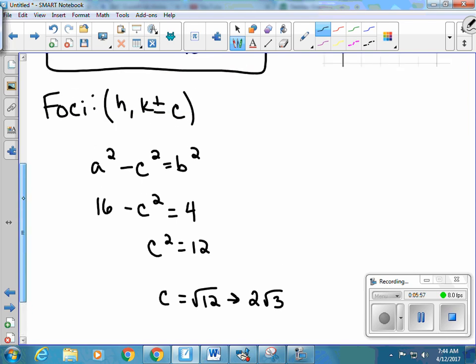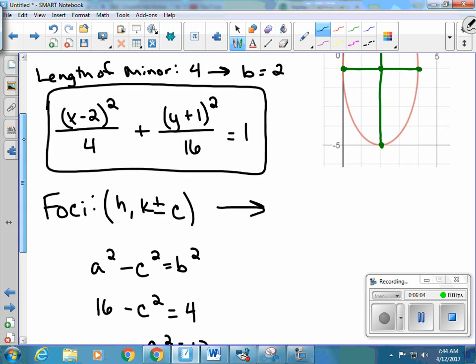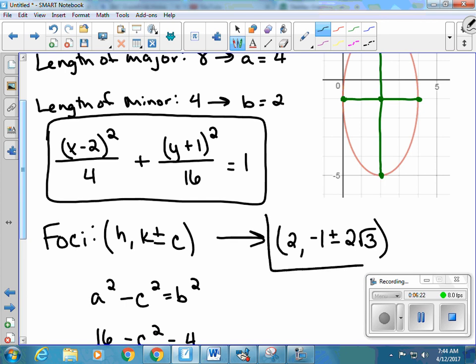Going back to simplifying those radicals, you just can't ever get away from them. Therefore, we know our foci is actually located at -2, comma, -1 plus or minus 2 square root 3. Because I can't simplify a 2 square root 3, I'm just going to leave it that way. So it's really not that bad to write our equation.